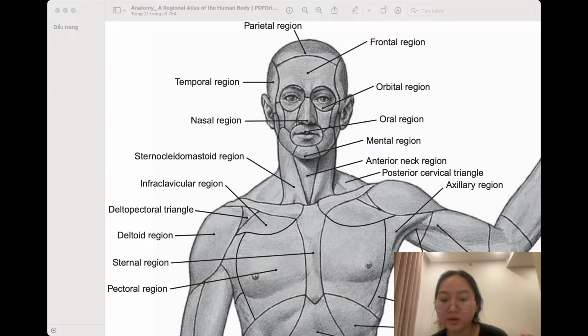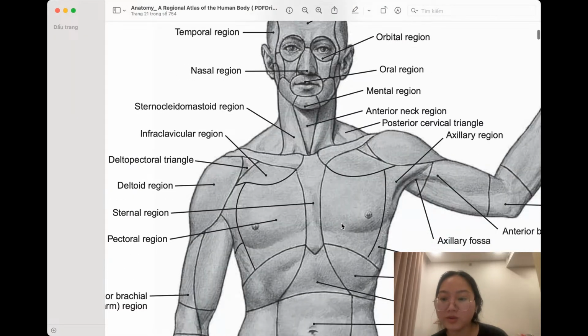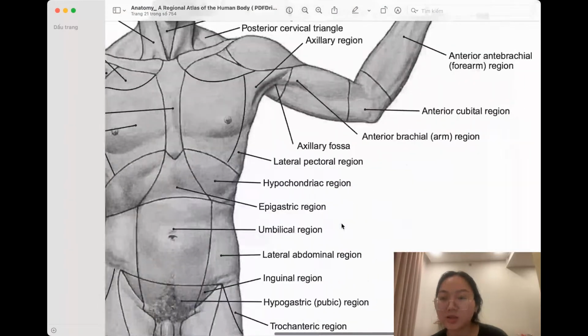Sternum, pectoral. And then we're going to move to the below part, right?